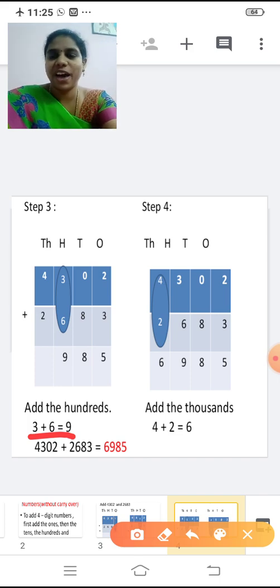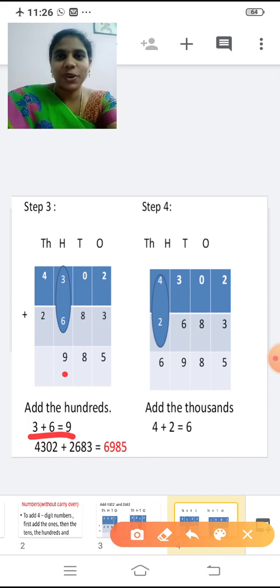9 in the finger. After 3, 4, 5, 6, 7, 8, 9. So 3 in the mind, 6 in the finger. After 3, 4, 5, 6, 7, 8, 9. So going to add 6 to 3. So 3 plus 6 is 9. So you're going to write it here.